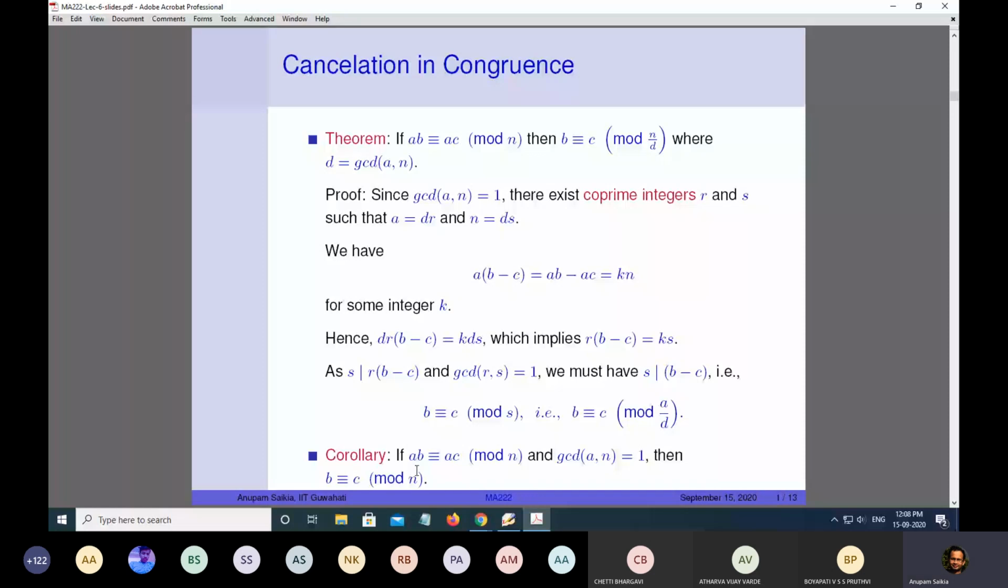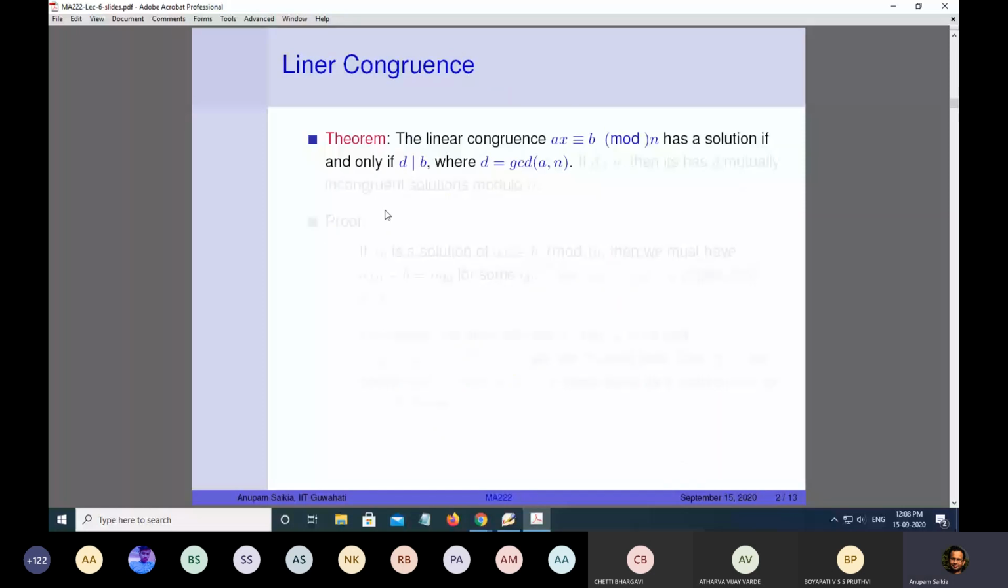Okay, this is cancellation. Okay, this is linear congruence. So this A is missing here. Linear congruence. So what do I mean by linear congruence? The linear congruence is an equation of this form: AX congruent to B.